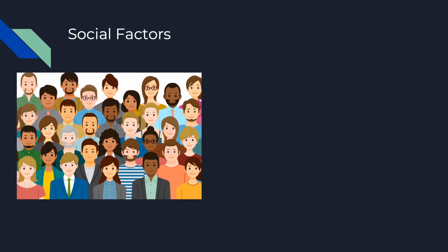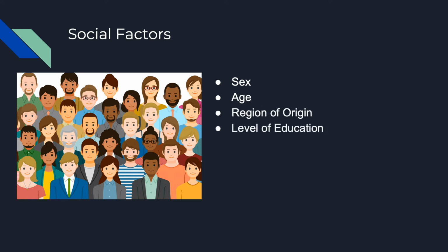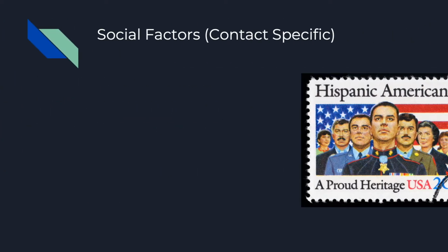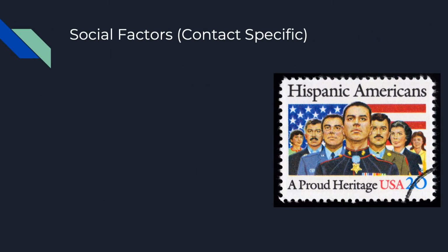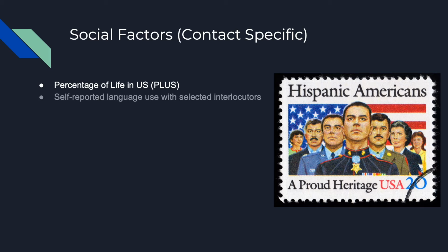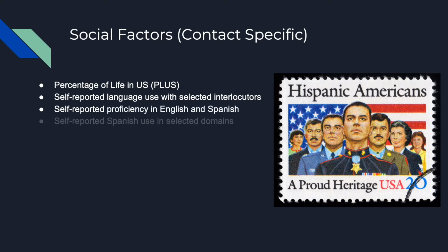Then with social factors, it's interesting. We've got some more standard ones: sex, age, region of origin, and level of education. And then there's some other ones that are used here because we're looking at a situation of language contact rather than just one where there's only one language in play. These are percentage of life lived in the US or plus. Then there's self-reported language use with selected interlocutors. Then self-reported proficiency in English and Spanish. And finally, self-reported Spanish use in selected domains.